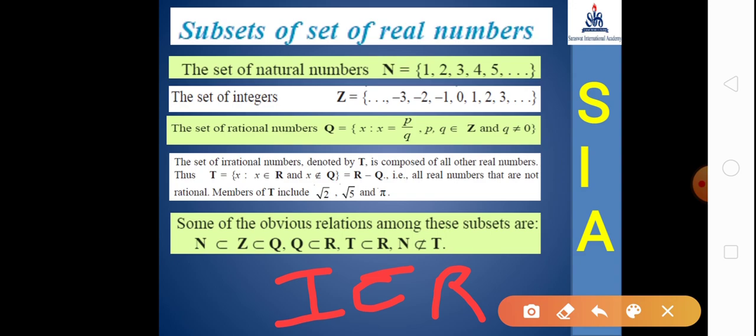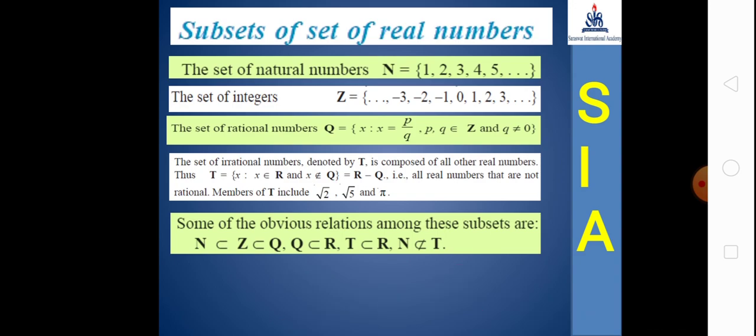Okay, T is written as the irrational number. T and I are both the same. So finally, N is not a subset of T, because a natural number does not belong to the part of the irrational numbers.